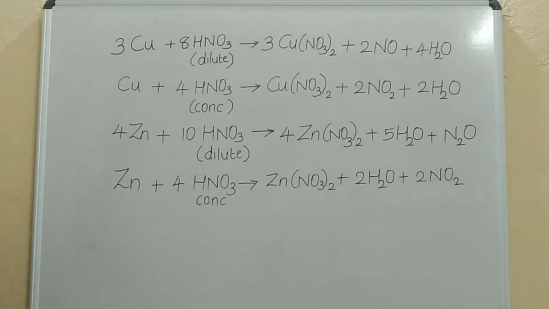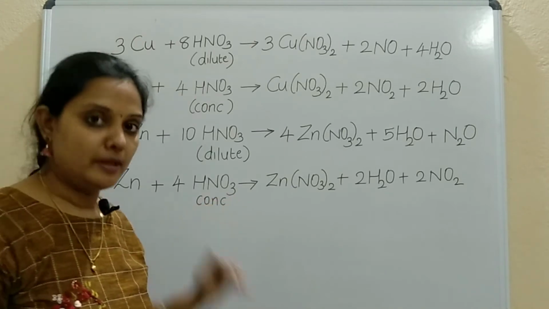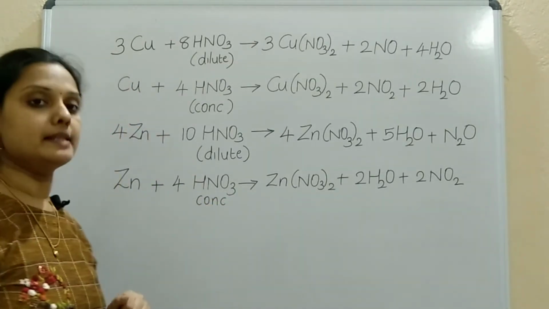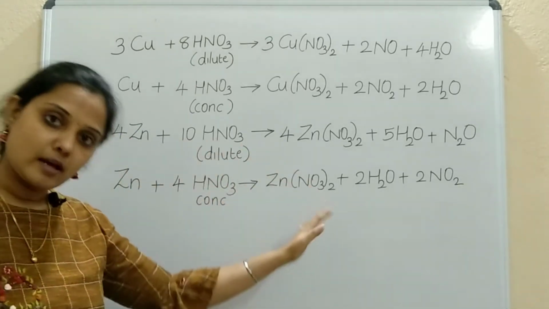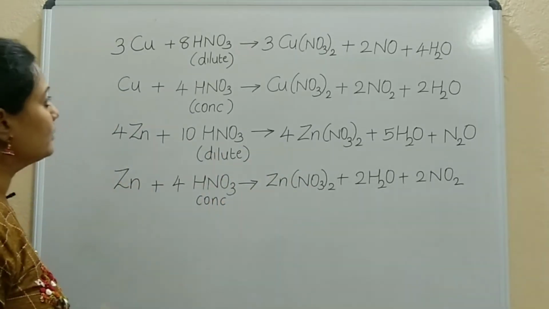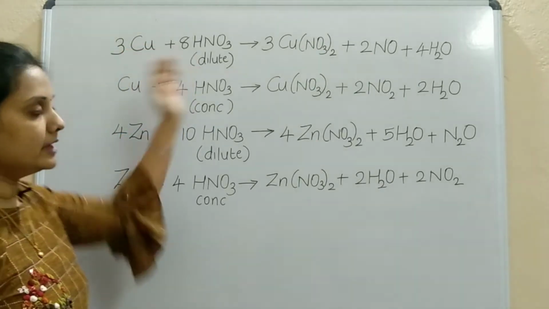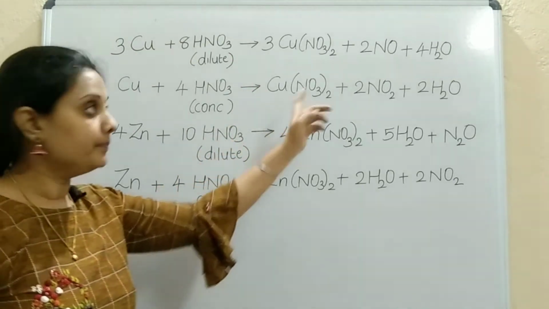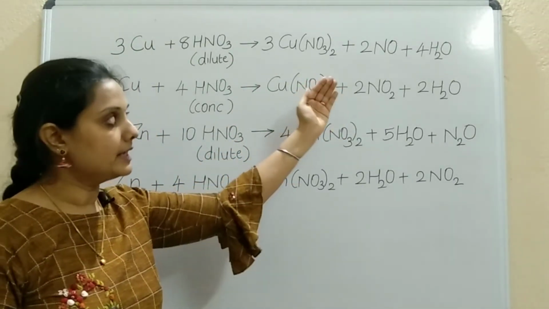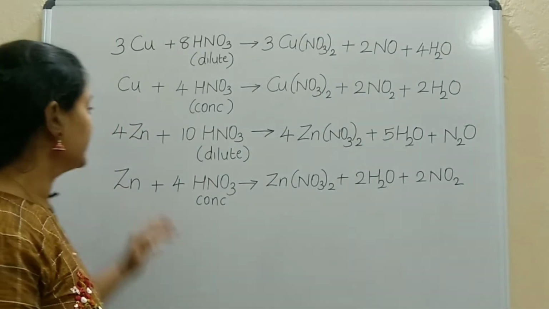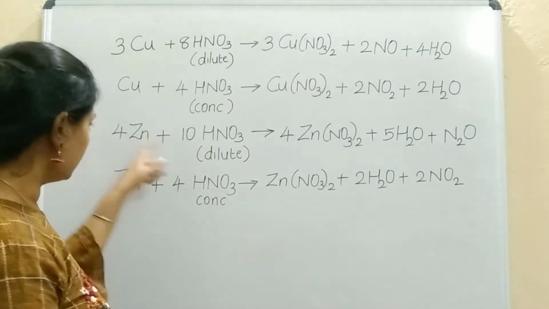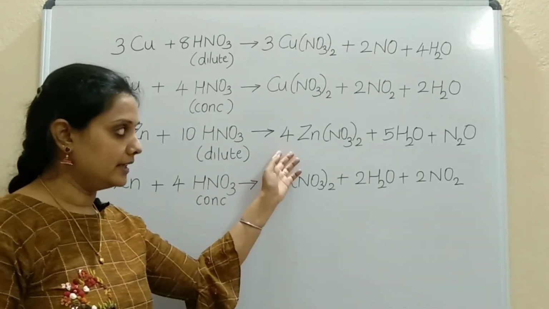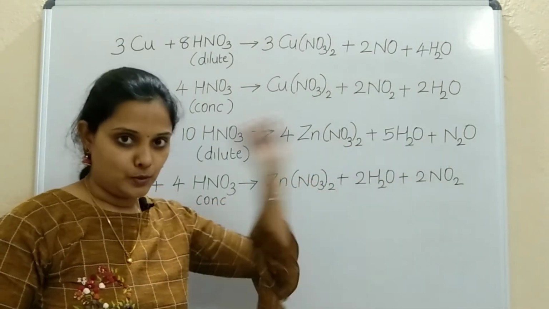So check the reactions of nitric acid with some metals. Two metals I have taken, copper and zinc. All the equations are balanced here. What you have to learn is copper reacts with dilute HNO3. It forms copper nitrate, nitric oxide and water. Check the dilute equations first. Zinc reacts with dilute HNO3. It forms zinc nitrate, water and N2O.